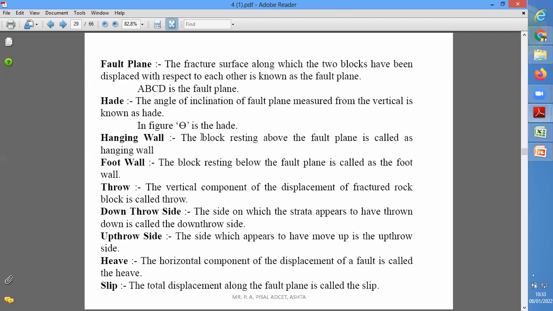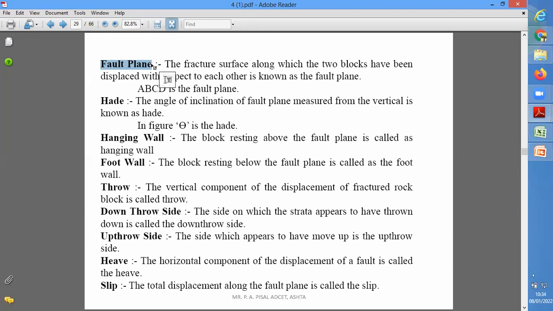So the meaning of all these points which we have discussed now. So first is the fault plane. The fault plane means where the block is moved relative to each other, that surface is considered as a fault plane. Next, hade means the angle made by the fault plane with the horizontal layers, that angle is considered as a hade. Hanging wall means the block which rests above the fault plane, that block is considered as a hanging wall. The block which rests below the fault plane, that block is considered as a foot wall. Up throw side means the side which moves upward direction. Down throw side means the side which moves towards the downward direction.